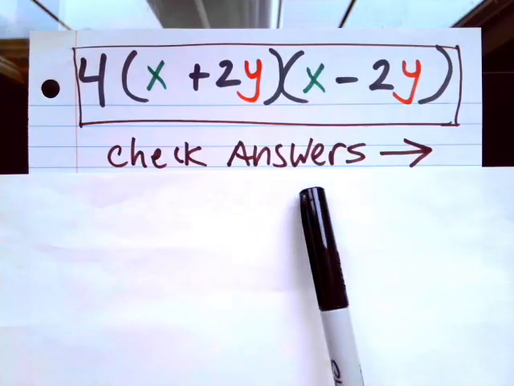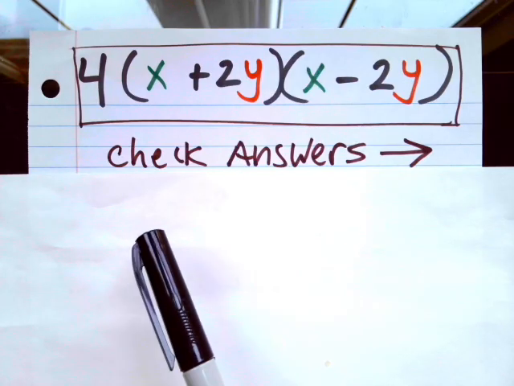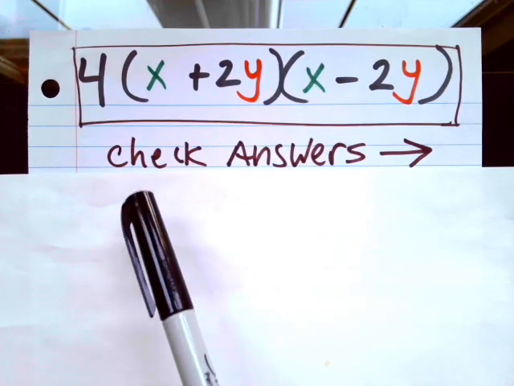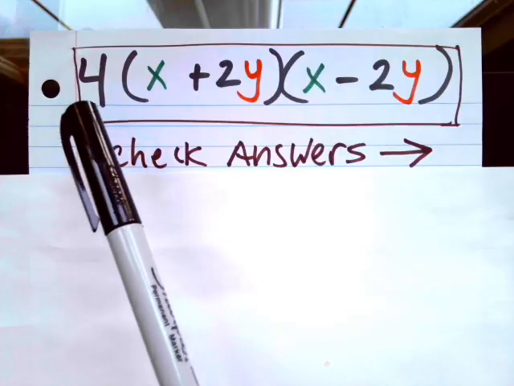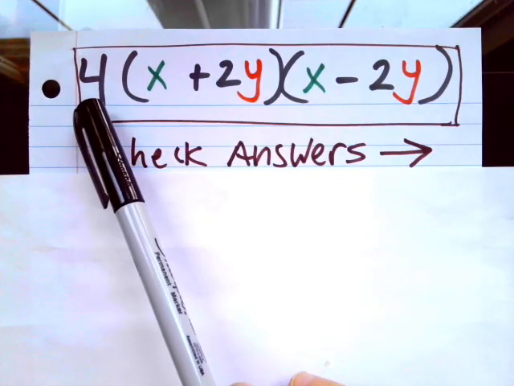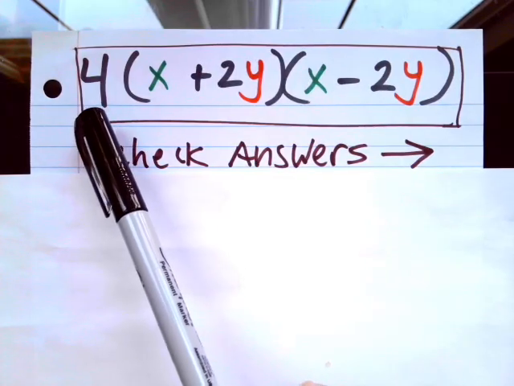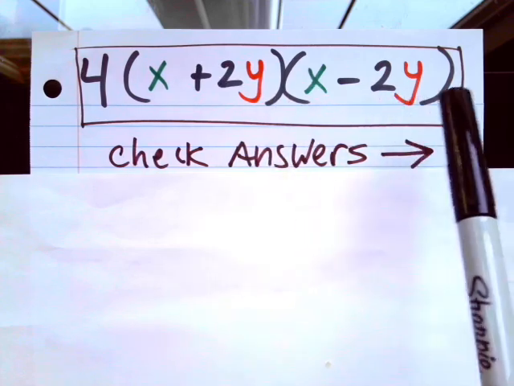Now let's check this answer. And in order to check the answers, you want to use what is called FOIL. Essentially, you're going to save your last step for the 4 on the outside. You're just going to keep bringing it with you, and the last step is for you to multiply this 4 times everything inside the parentheses.